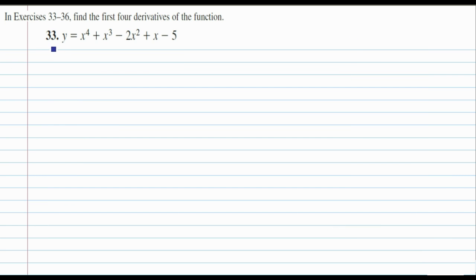Now try problem number 33, which says find the first four derivatives of the function. So we're going to do that. We're not going to graph it this time. I know that's not in the instructions, so we'll just find the first four derivatives. Y prime is 4x cubed plus 3x squared. Hopefully you're getting very quick at using the power rule.